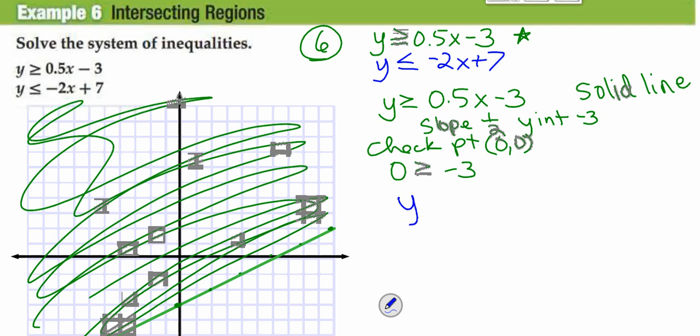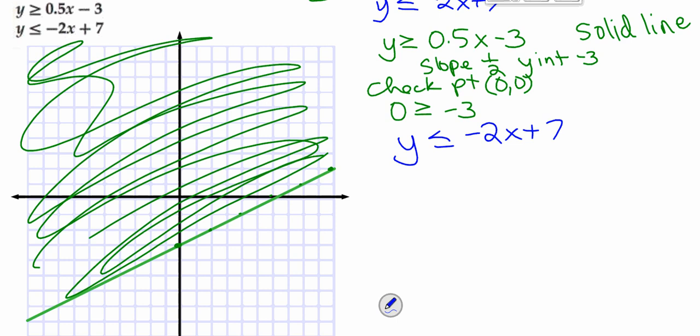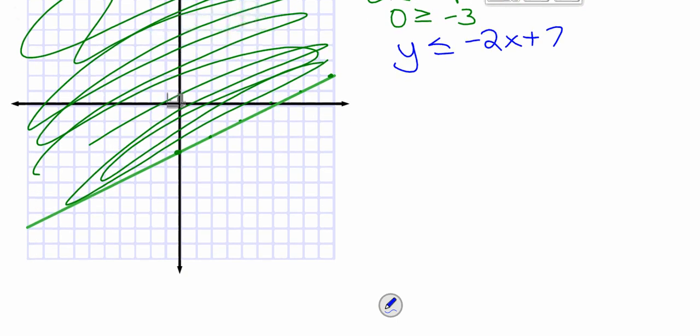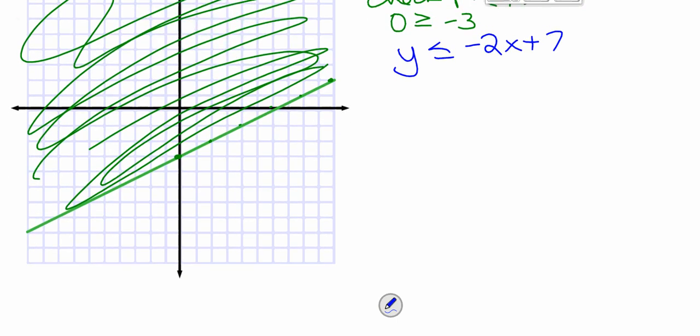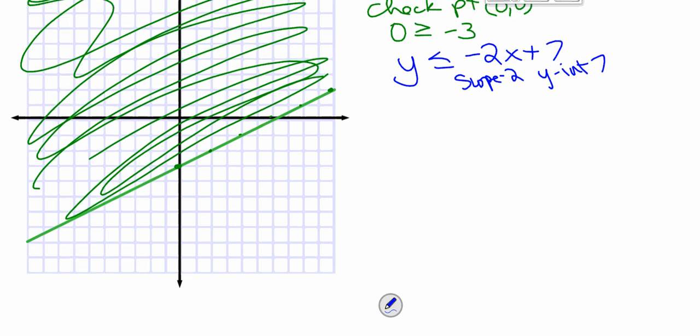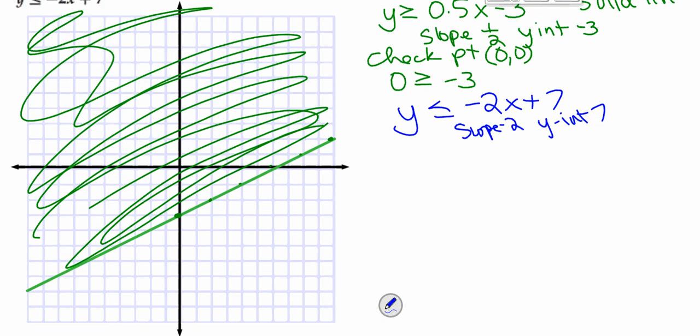The second one is y is less than or equal to negative 2x plus 7. So for this one, what's my slope? Slope is negative 2. What's my y-intercept? 7. And I'll try to count better this time. I am sorry for that. So 1, 2, 3, 4, 5, 6, 7. There's my intercept, and then I'm going to go down 2 and to the right 1. Down 2, right 1, down 2, right 1.